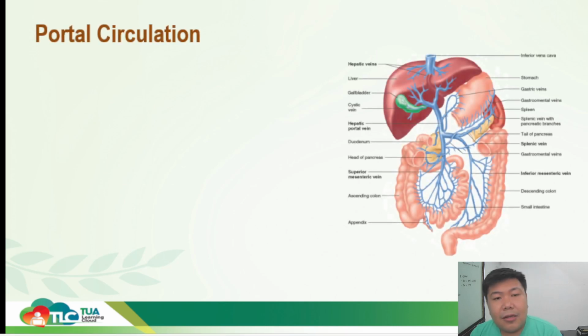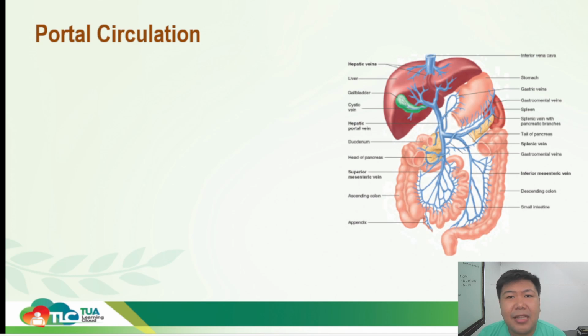Now, for the abdominal organs, they have a special way of draining their blood, okay? So we know that after eating, we're able to digest our carbohydrates, our proteins, our fats. We're able to absorb our nutrients, our vitamins. But before it goes to the heart to be distributed to the rest of the body, it first has to go to the liver. That's why this is called portal circulation.